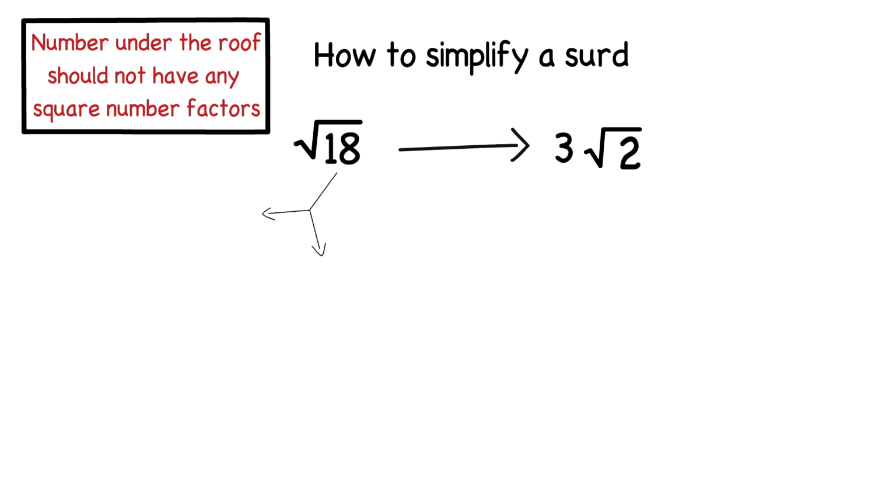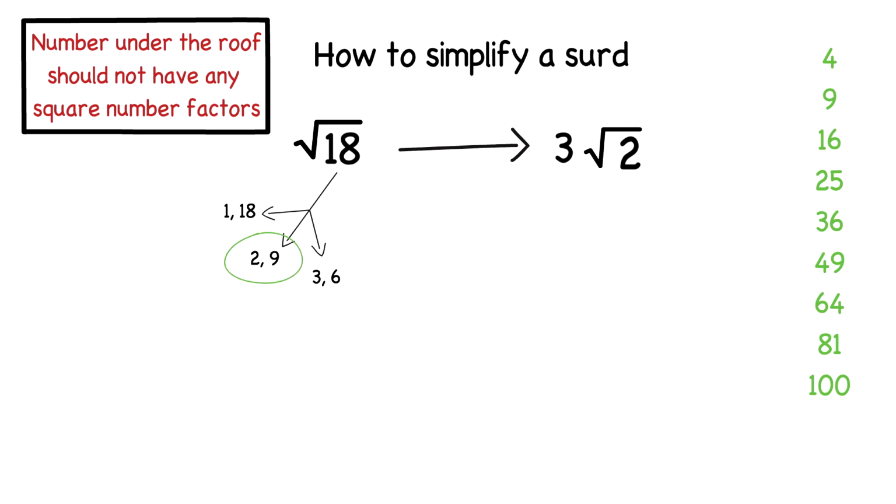18 has 3 sets of factors. 1 and 18, 2 and 9, and 3 and 6. If we remind ourselves what the square numbers are, we can see that 18 does have a factor that is a square number. If that's the case, then it is not as simplified as it could be. We're going to split that 18 into its two factors, 2 and 9.